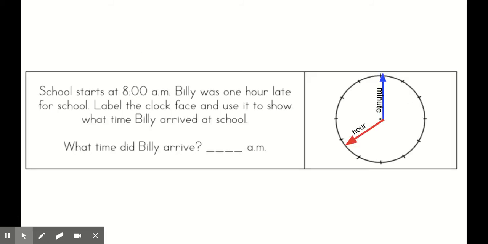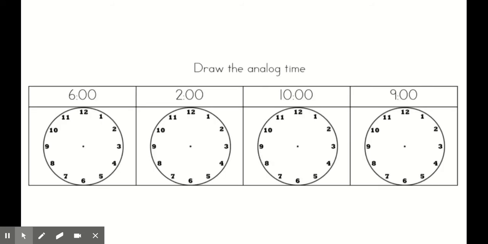All right, school starts at 8 a.m., and notice this clock does not have the numbers. So you have to realize this is 1, 2, 3, 4, 5, 6, 7, 8. It was 8 a.m., but Billy was 1 hour late for school. So that's an additional hour. It says label the clock face and use it to show what time Billy arrived at school. This one is not labeled with the numbers, but I do want you to label that. If school started at 8 and he was an hour late, then he arrived at 9.